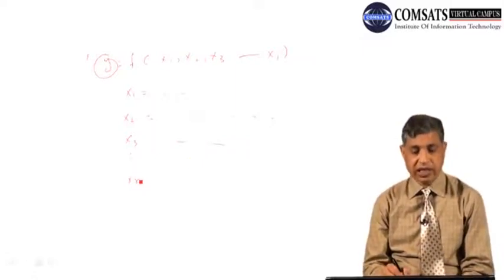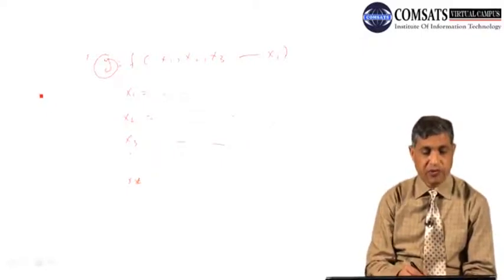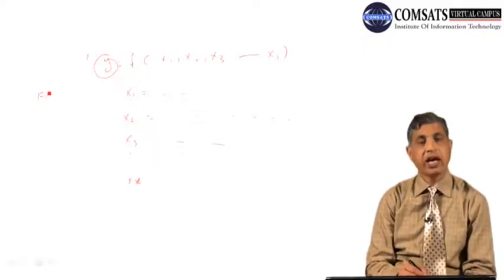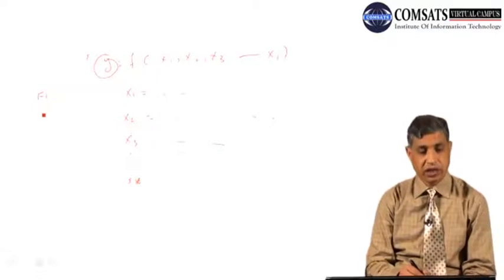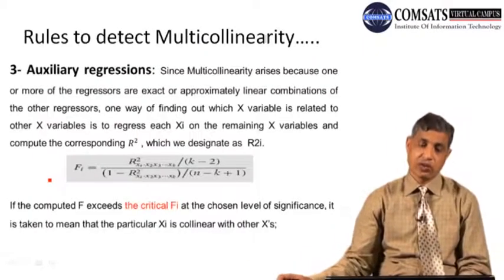xn, or you can say the xi. So what does this mean? Against each regression you will be finding the values of fi. f1 you can say, this is f2 and this is fi. So what is this? There is a formula to find these values.